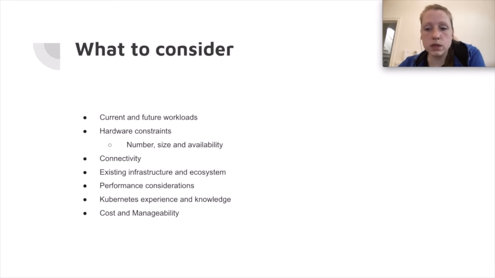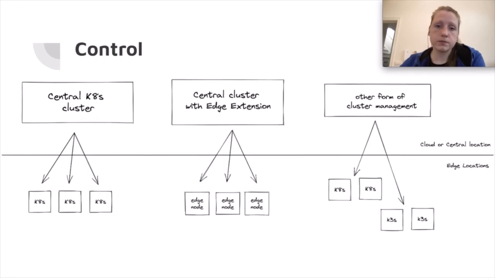So let's start with the first range of options. How many clusters do you need and how do you control them? There's three different options on this slide to show the extremes. In reality, you're more likely to have a mix of them instead of just a single one. So reasons to have multiple standalone clusters can be different Kubernetes versions. So you might need different Kubernetes versions for workloads.